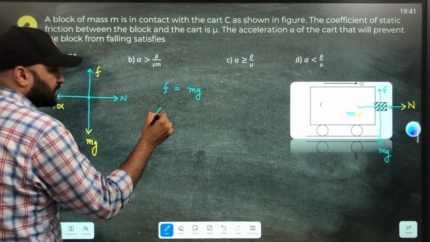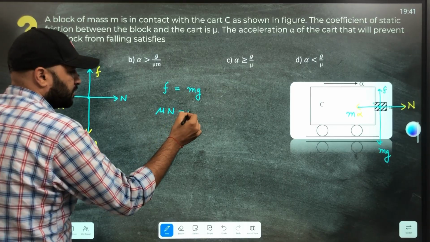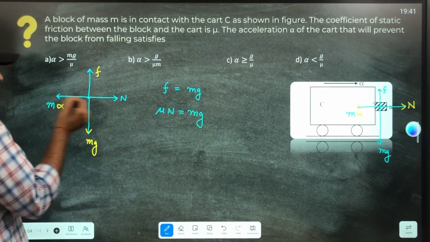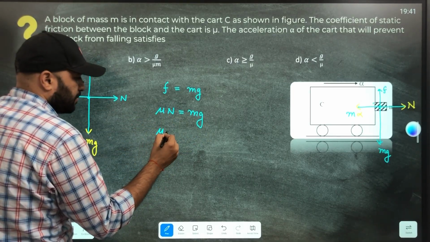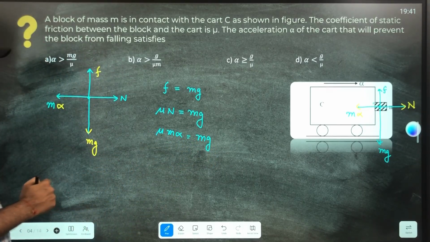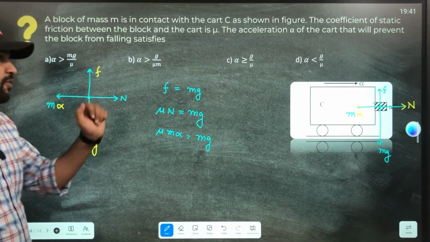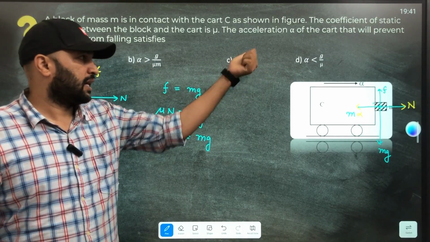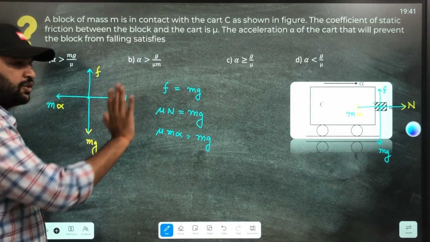And F, we know, has a formula of mu times normal reaction, equal to mg. And what is normal reaction from this equation? Sir, it is nothing but mass times alpha, equal to mg. Clear? Okay. Now, be very careful. Since there are no equals here, there are greater than or less than. So, one thing should be clear.